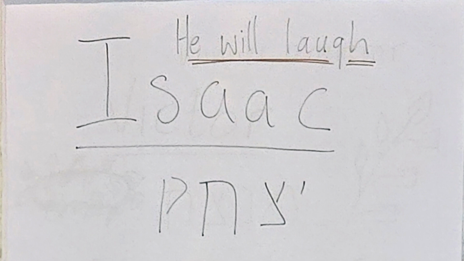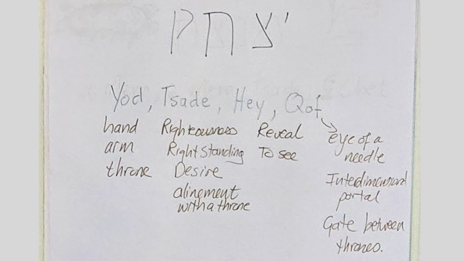Now what you can do is, underneath it, you put all the possible meanings of that Hebrew letter. So this is a hand, or an arm, or a throne. That is what you see in Yod. Then if you look at Tzadeh, if we've gone through all the Hebrew letters, you will be able to do what I'm doing very quickly. Tzadeh talks about righteousness.